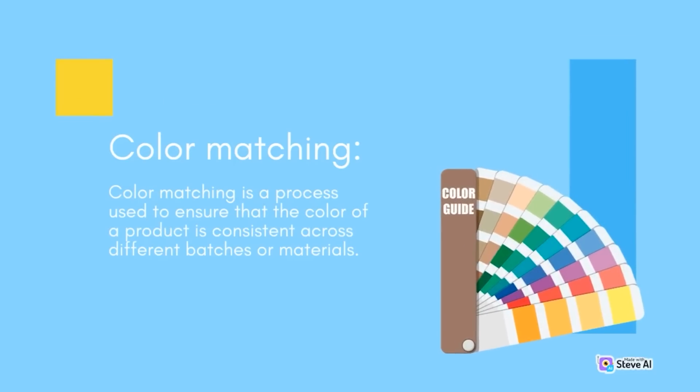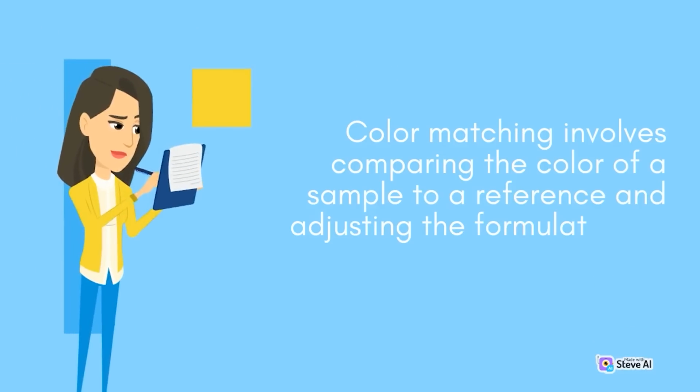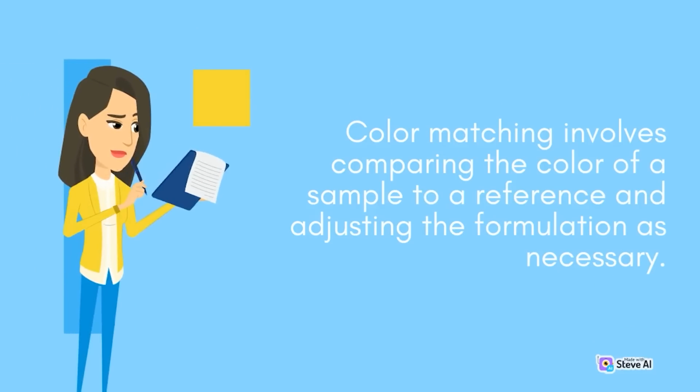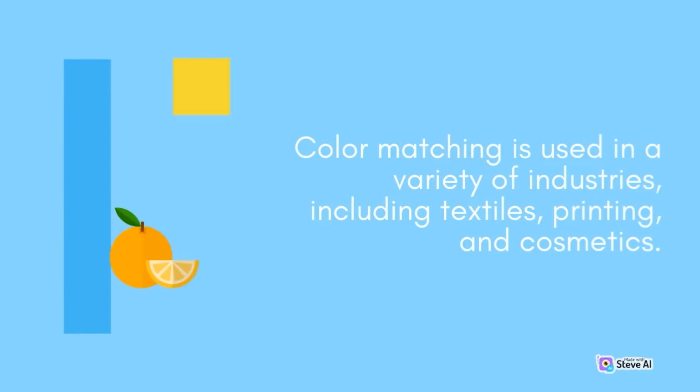Color matching. Color matching is a process used to ensure that the color of a product is consistent across different batches of materials. Color matching involves comparing the color of a sample to a reference and adjusting the formulation as necessary. Color matching is used in a variety of industries, including textiles, printing, and cosmetics.